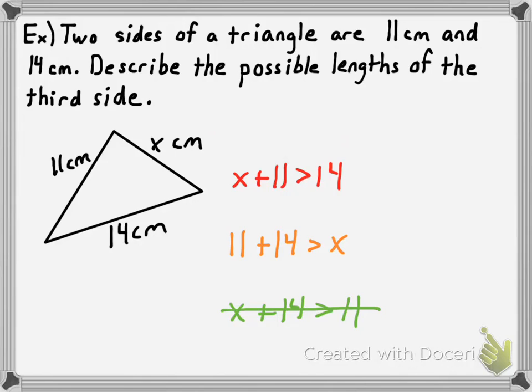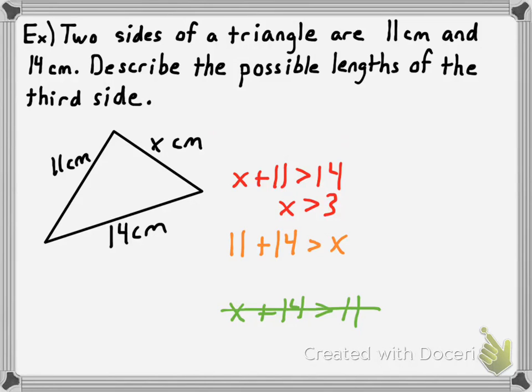So if x plus 11 is greater than 14, we would get x is greater than 3. That means this third side of the triangle has to be at least 3 centimeters, right? Or has to be greater than 3 centimeters, in fact. Because 3 plus 11 equals 14, which is not greater than 14. But 3.1, for instance, would work. 3.01 plus 11 is greater than 14. You can see that that would make a possible triangle.